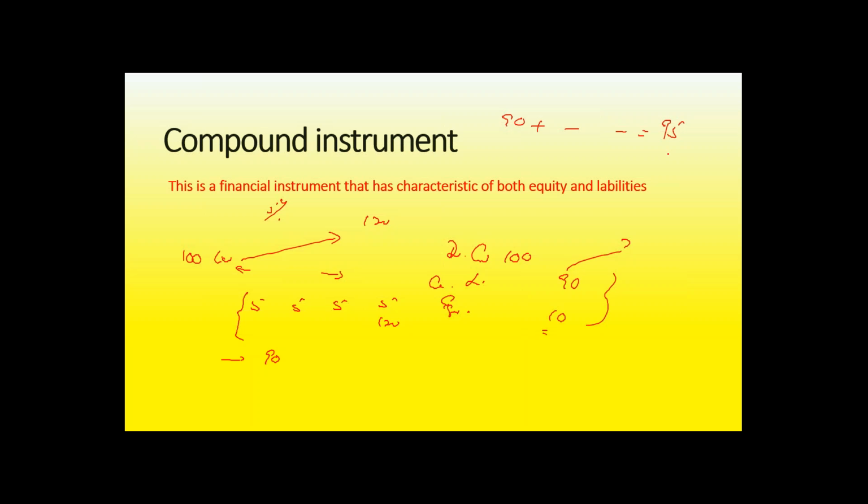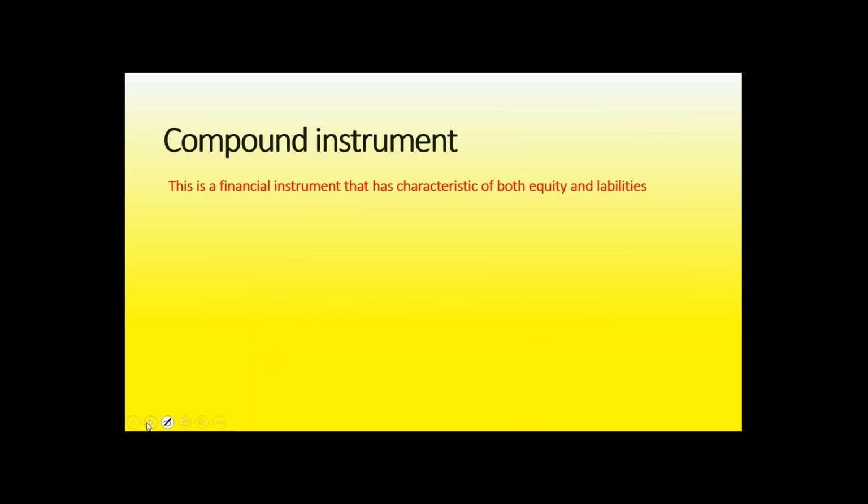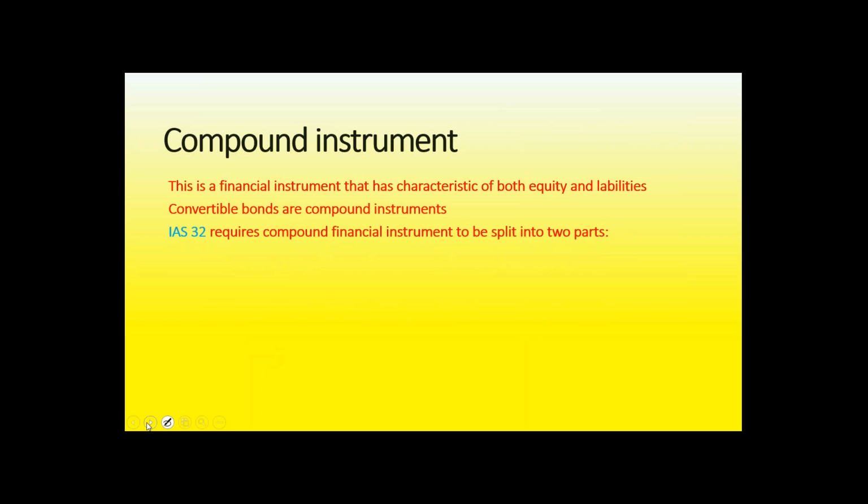So that is what we call a compound instrument, which is a hybrid instrument where you have the characteristics of both equity and loan. Hybrid instrument means it is able to be converted, and it has the characteristics of equity and loan.